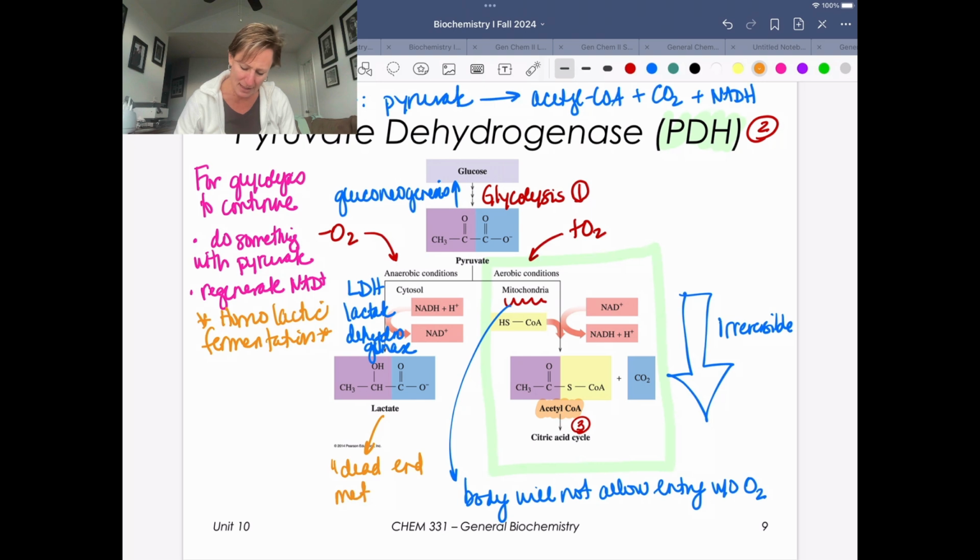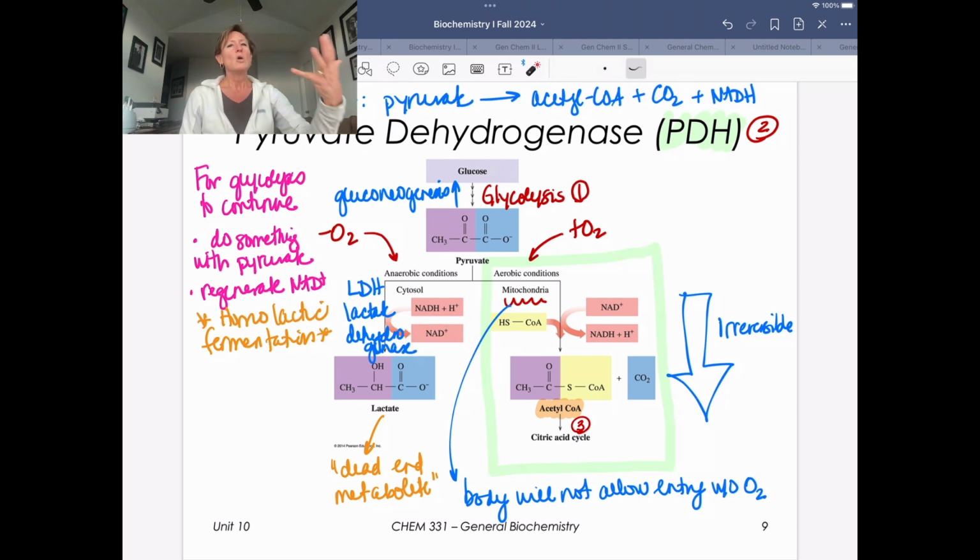And what do I mean by that? Well, there's not a lot we can do with lactate other than back out of that lactate sort of garage that we parked ourselves in and remake it into pyruvate. If you want to do that, you're going to need to use NAD+ for that, okay? That process won't happen until you are under aerobic conditions.